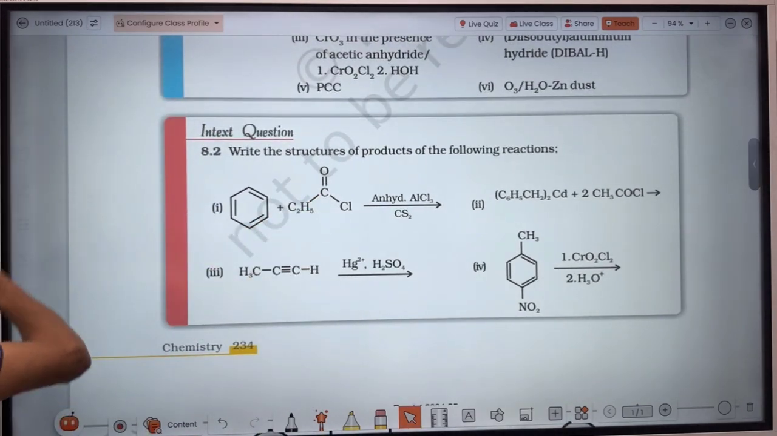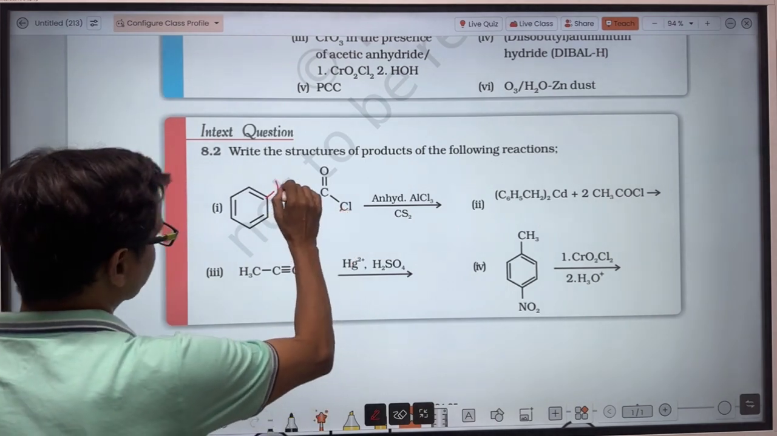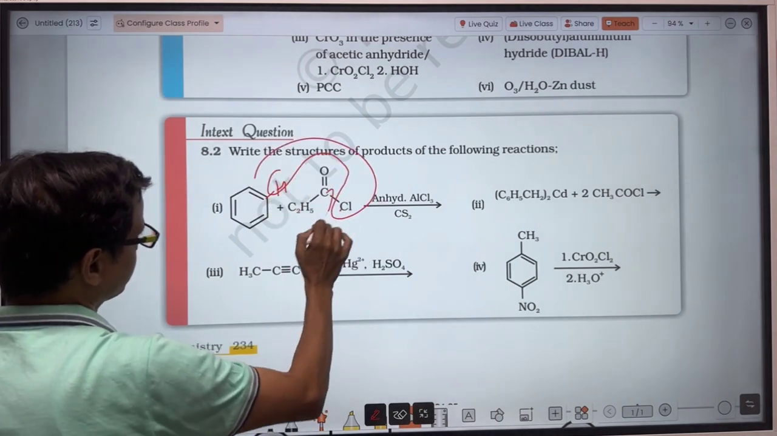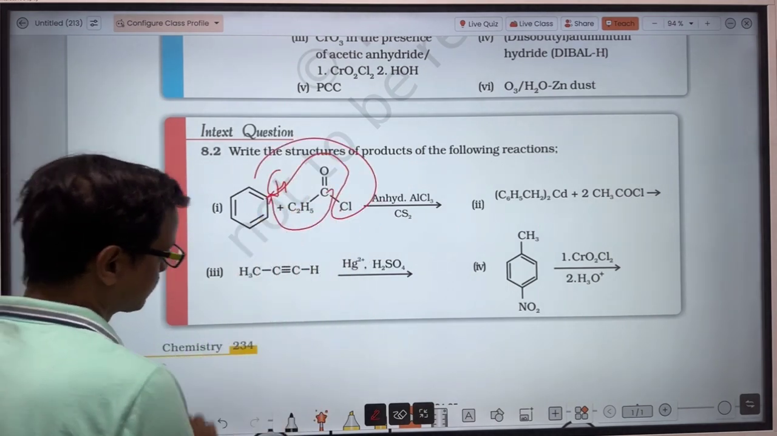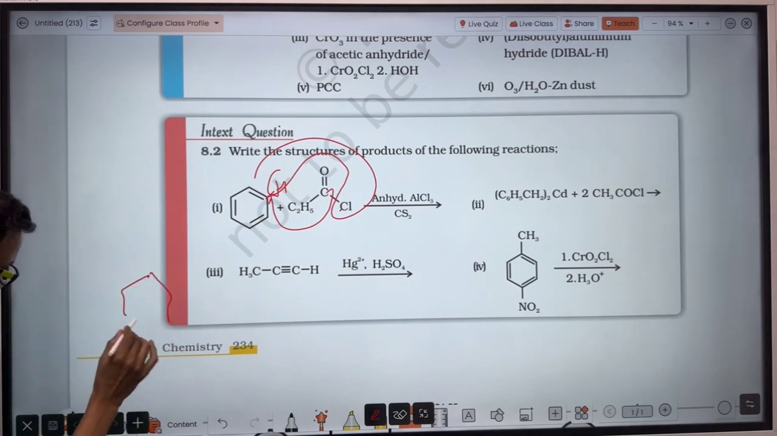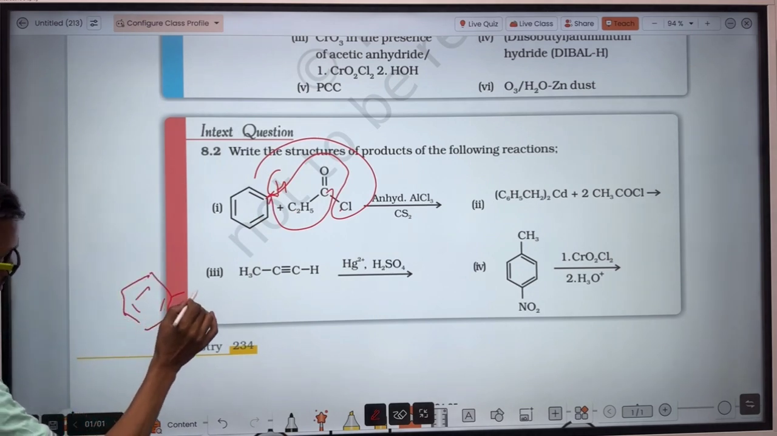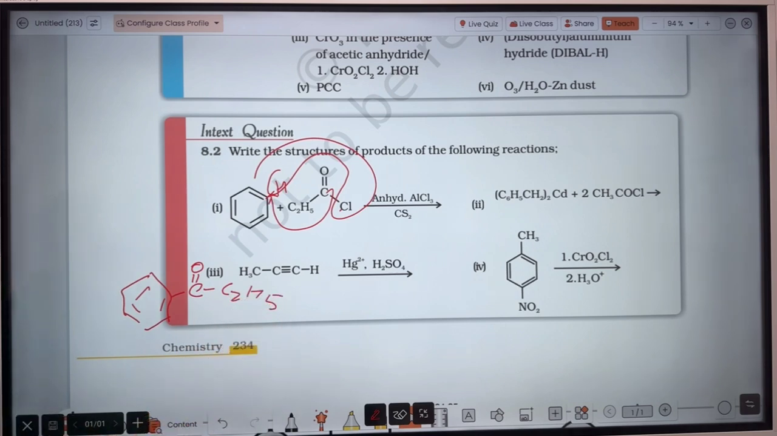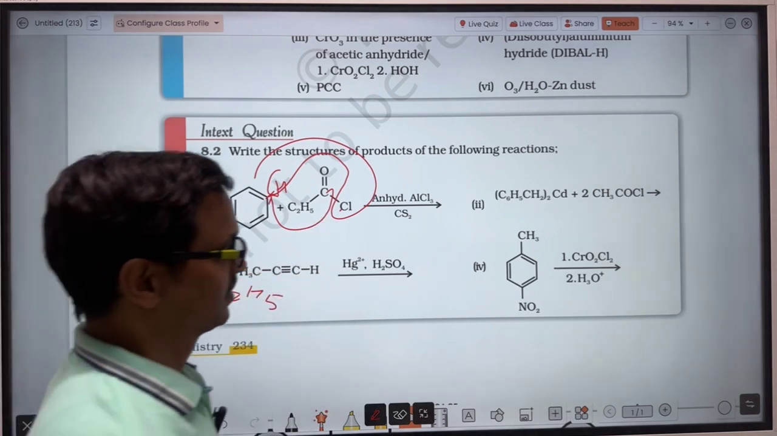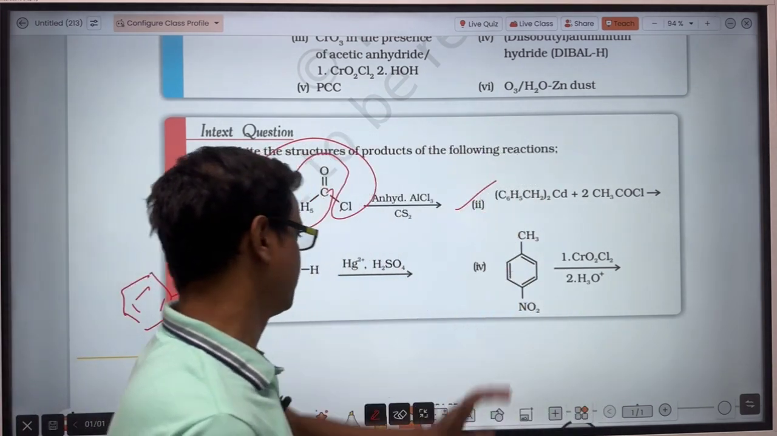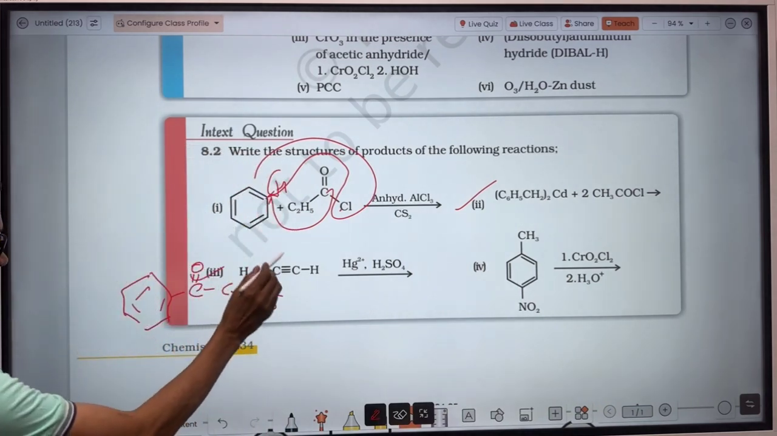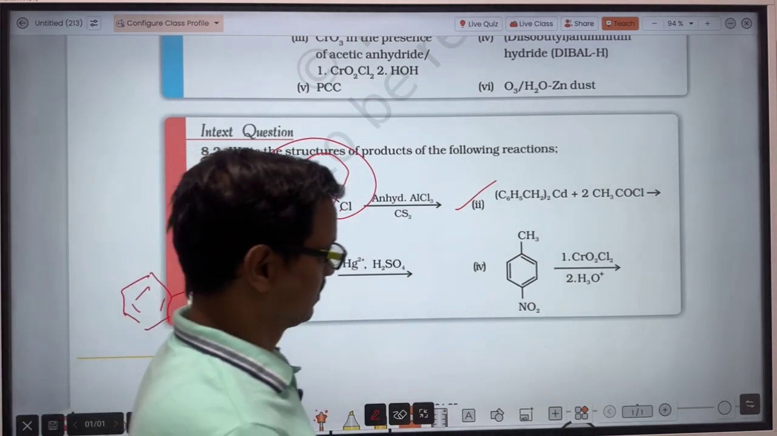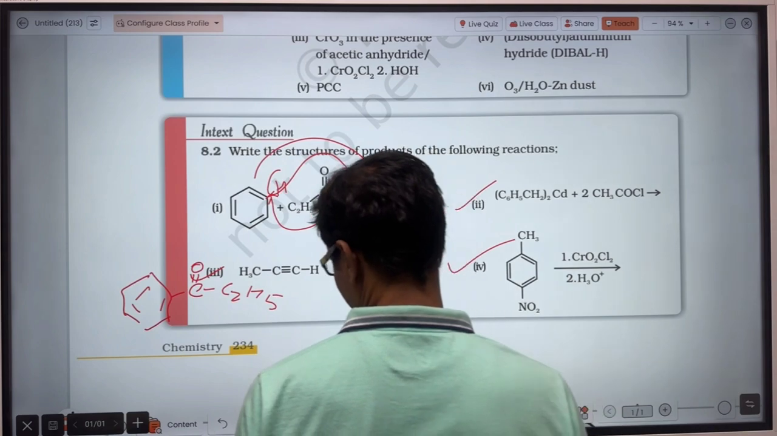This reaction is very easy. Chlorine will combine with any one of the hydrogens and form HCl. This carbon will bond to this carbon. So the structure will be that, and that will be the product. About these reactions, right now we have discussed here. Alkyne we have discussed already. CrO2Cl2, this one we have discussed.